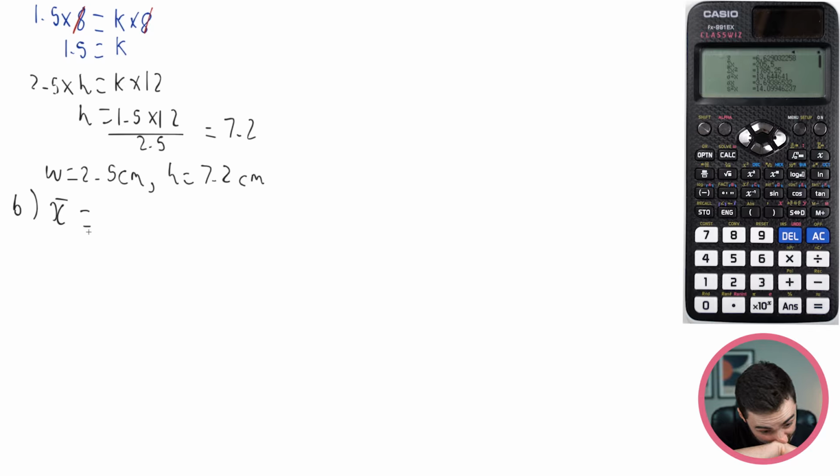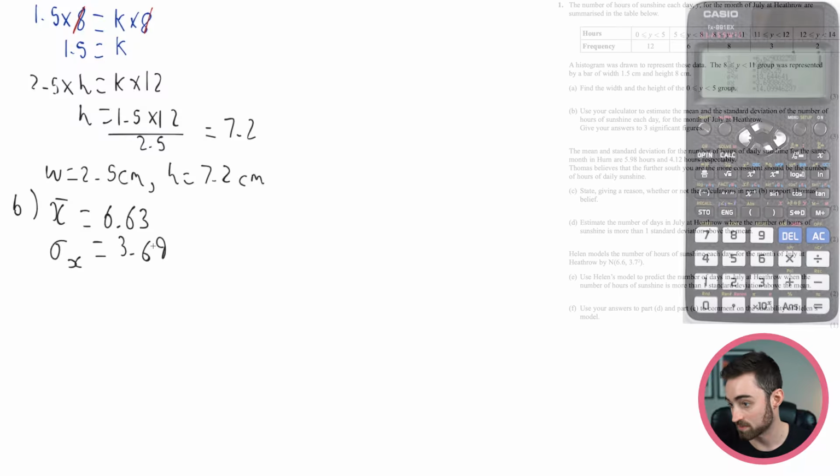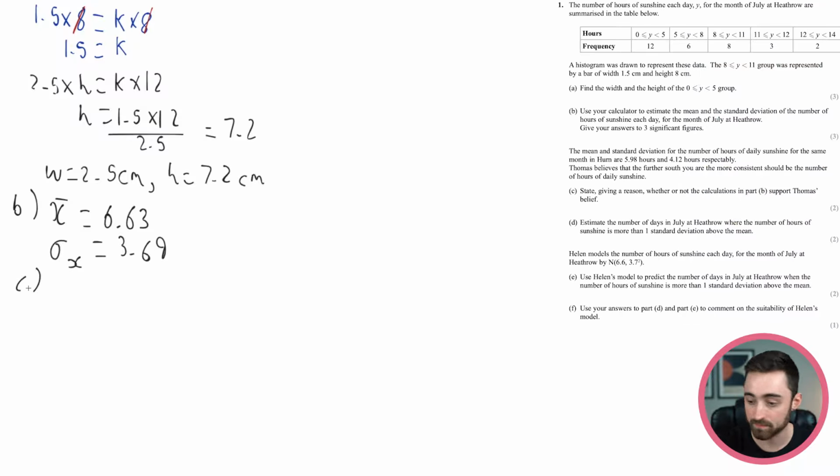So straight away to 3 sig fig, this is going to be 6.63. And then we also want the standard deviation. So we get that. That is the sigma x thing. So you'd write that like this with a subscript of x. And that to 3 sig fig is going to be 3.69. That's part B.